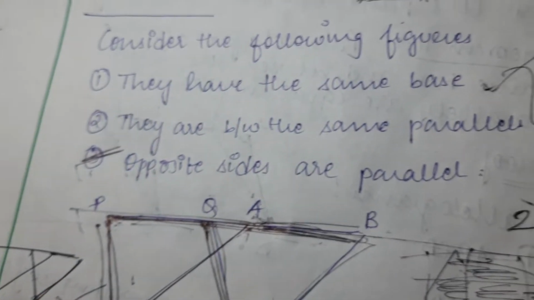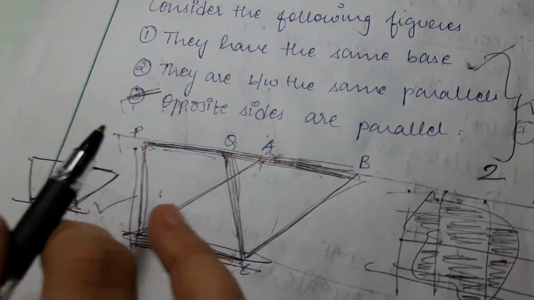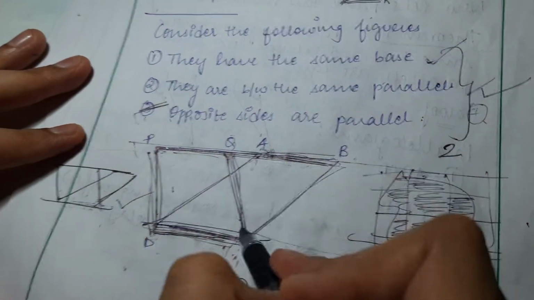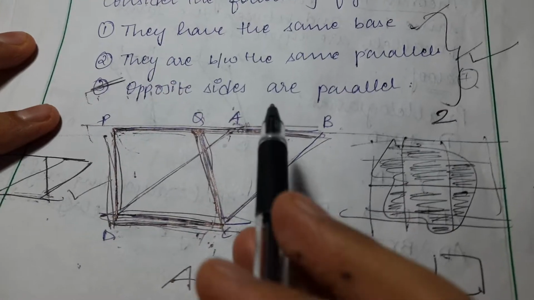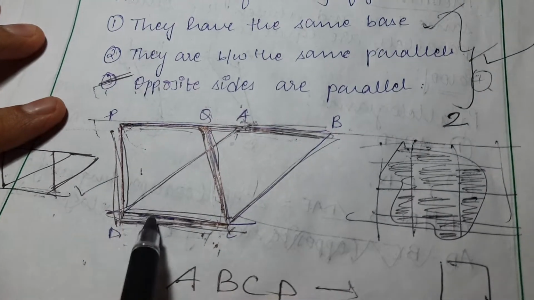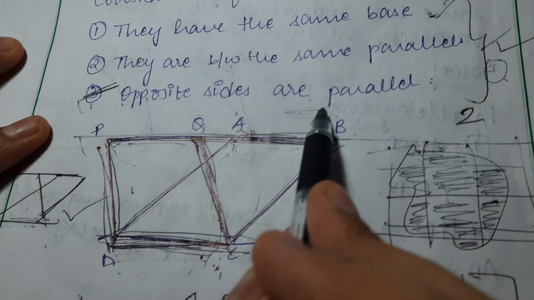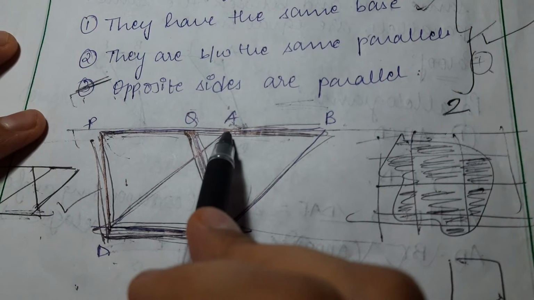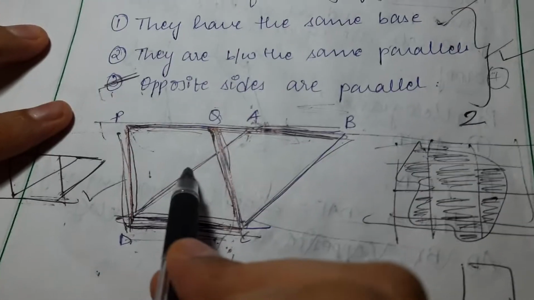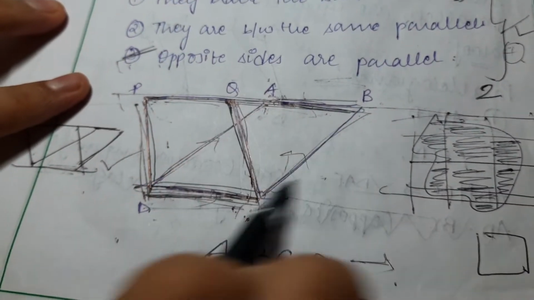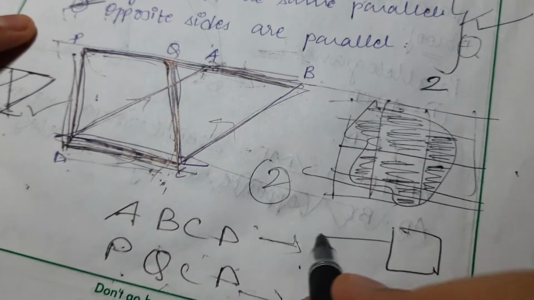And what is the third point? The condition says opposite sides are parallel, which means these two, PD and QC, are parallel. That means PD and QC are parallel, PQ and DC are parallel. That means this is a parallelogram. Opposite sides are parallel. Similarly, AD and BC are parallel based on the third property we have here. And we already know AB and DC are parallel, which means these two sides are parallel, these two sides are parallel, which makes this a parallelogram. So we have two parallelograms lying between the same parallels and on the same base.